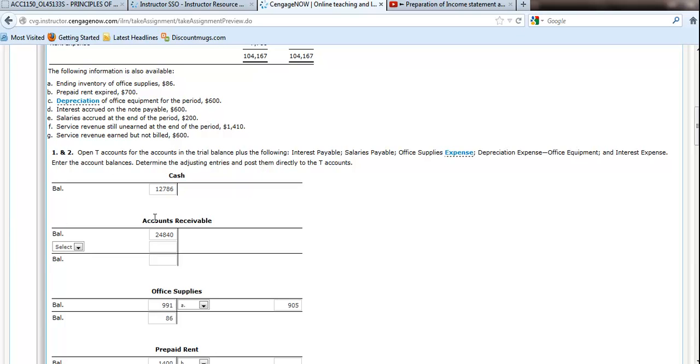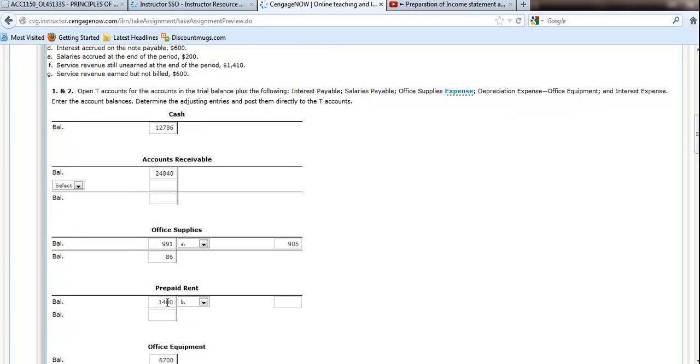B, prepaid rent expired, $700. I don't have to do any calculations there. That's telling me how much is expired. So I had $1,400 in my prepaid rent, and $700 of it is expired. So now I have $700 left to use. Basically, I probably had 2 months worth of prepaid rent. I just used 1 month, and I have the amount for 1 month again.